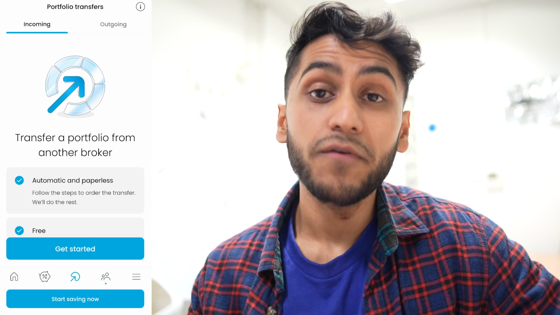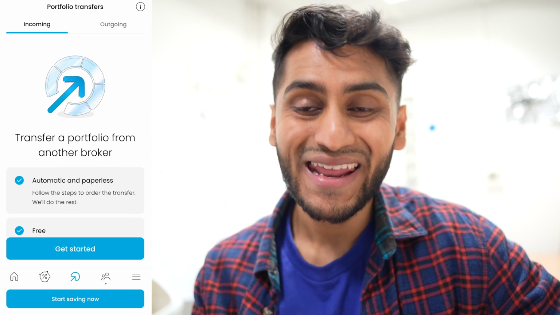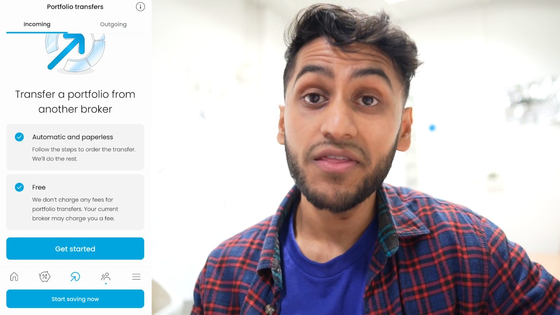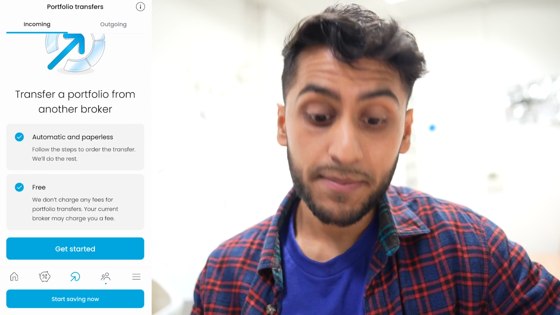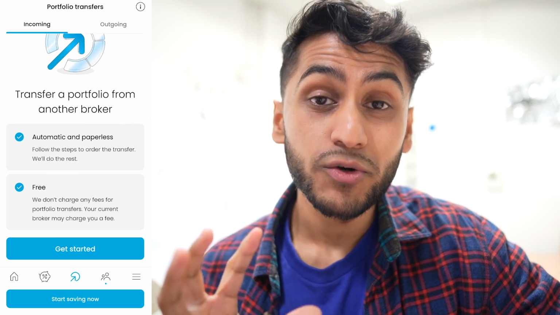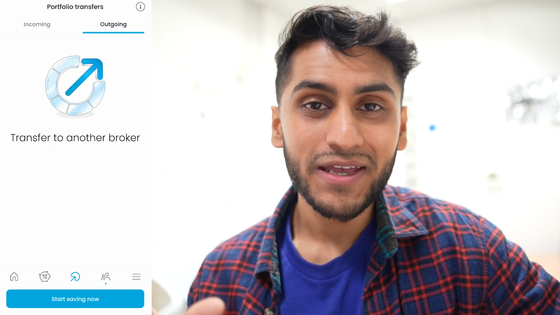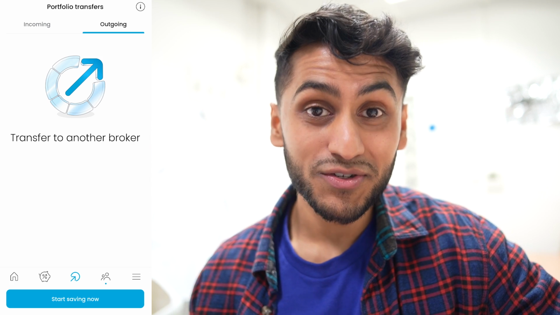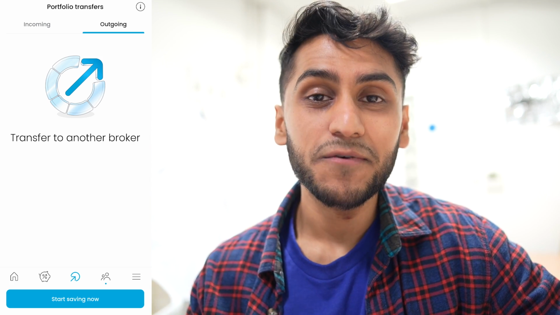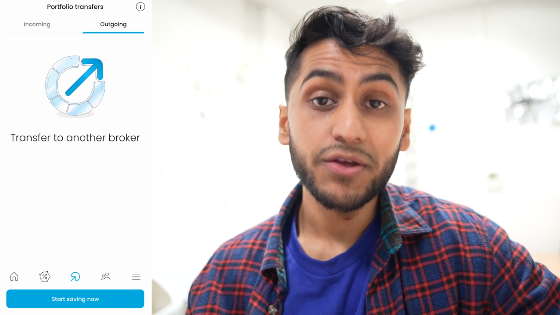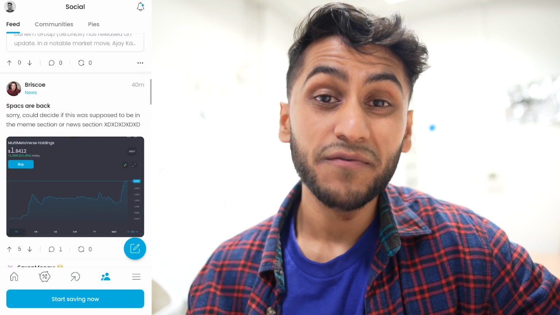You can also see this other button here. Now this will be your portfolio transfers. You can have your incoming and outgoing here. Under incoming, we can see that you can transfer a portfolio from another broker. So these are automatic and paperless, and these are free. So Trading 212 does not currently actually charge for these. You can also have an outgoing, which is probably something that Trading 212 doesn't want to advertise too much, but you can of course transfer out your holdings to another broker. And the last little menu here is the communities that have been around for quite a while.